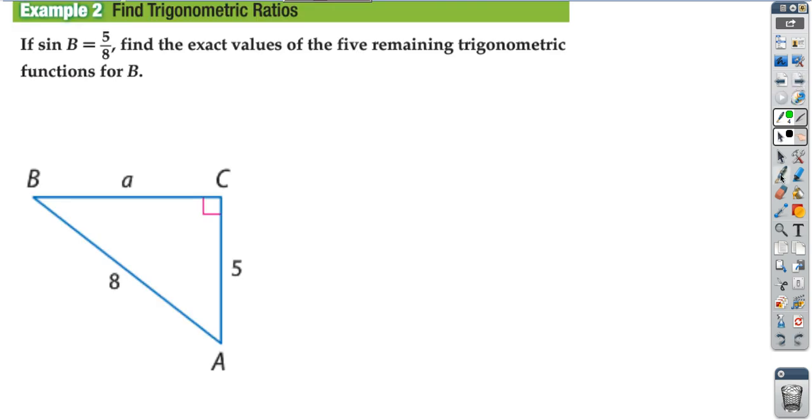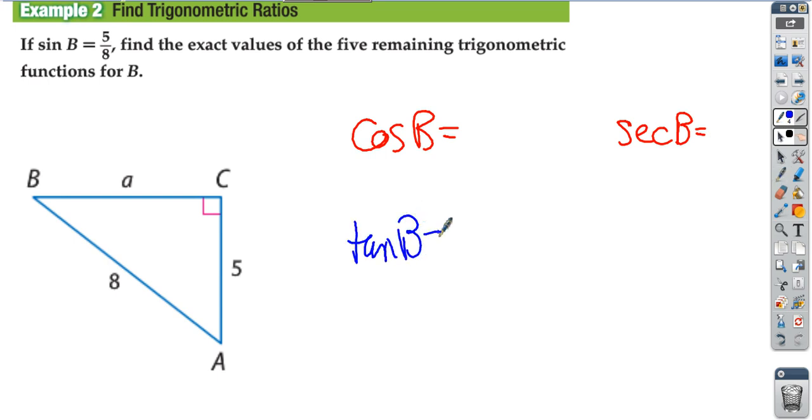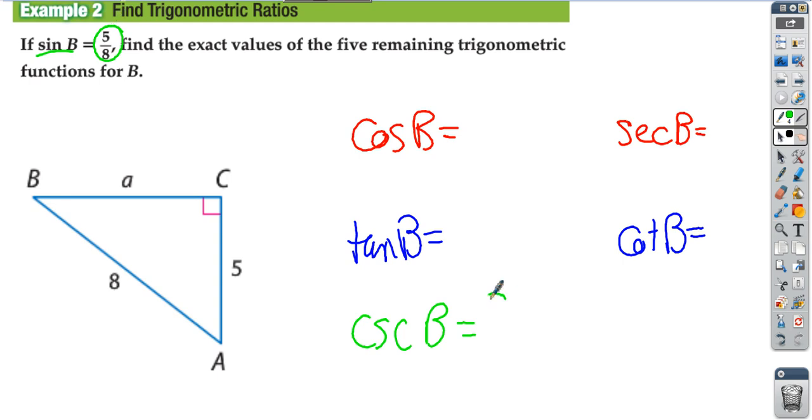Okay, so this is a similar problem, slight difference now. They're only giving us 2 sides, so we need to find the other 5 functions. Let's find cosine. If we know cosine, we'll also be able to find secant. And if we know tangent, we can easily find cotangent as well. And then they gave us sine, so we'll need to know cosecant, which is the one that goes with sine. We can find that right away. Cosecant is the reciprocal of 5 over 8, so that's 8 over 5. So there's one of them.